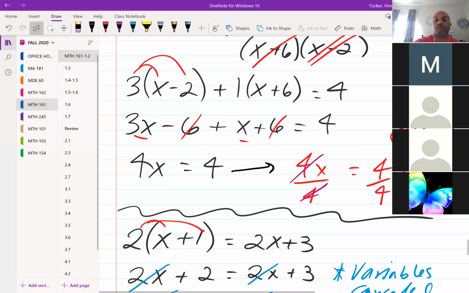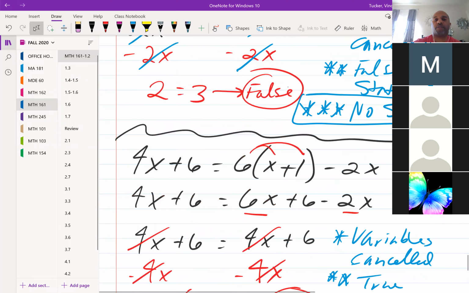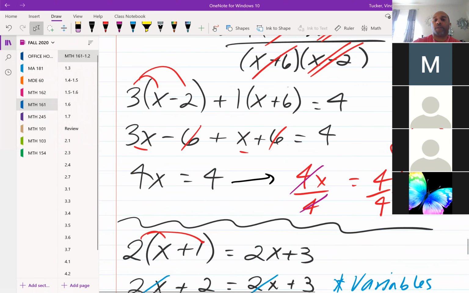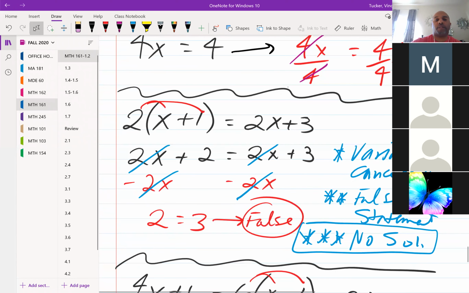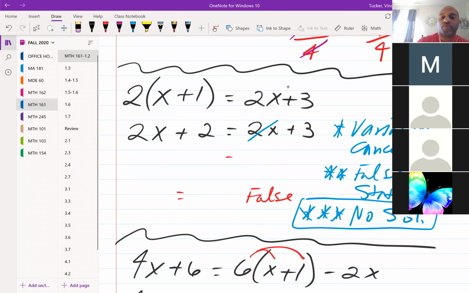All right, questions. Let me see. I think these are the last two. Okay. So let's look at these next two. Let me erase some stuff so we can talk about it clearly. I'll leave the blue up though.